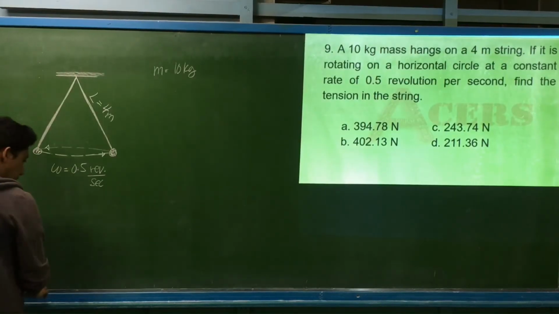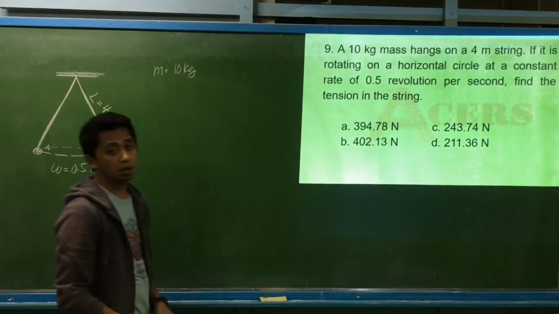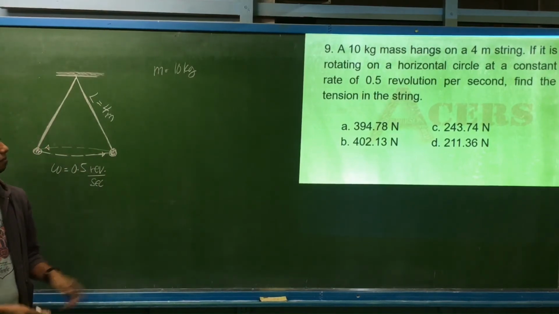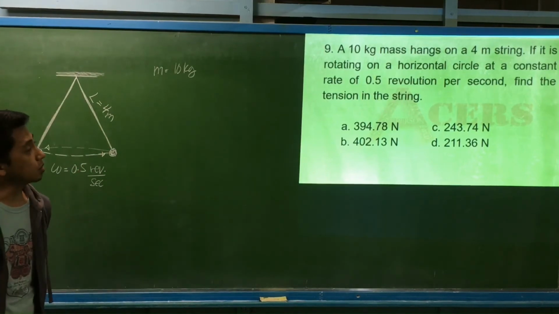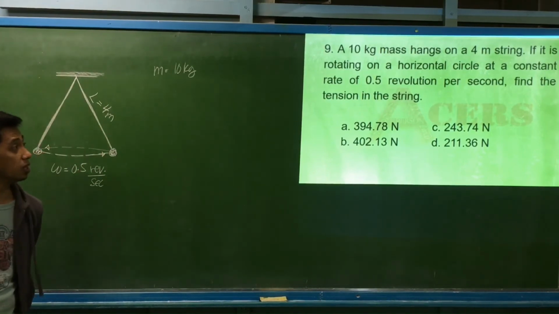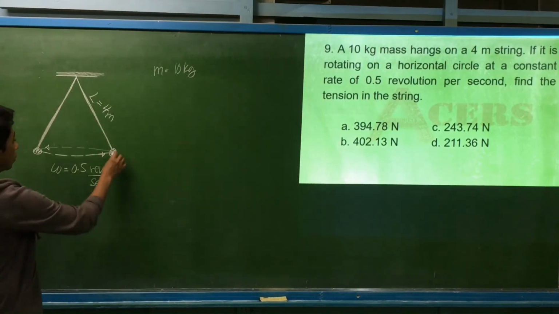Okay, so our next example is a horizontal circle, from our previous example which was a vertical circle. A 10 kilogram mass hangs on a 4-meter string. If it is rotating on a horizontal circle at a constant rate of 0.5 revolution per second, find the tension in the string. This motion is also called the conical pendulum since it forms an imaginary cone. So we are looking for the tension in the string.